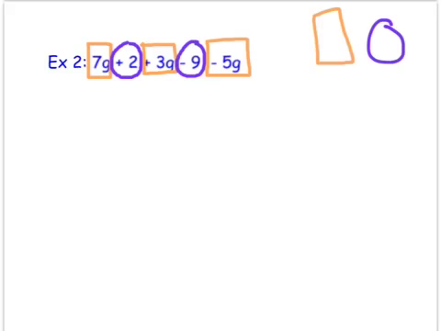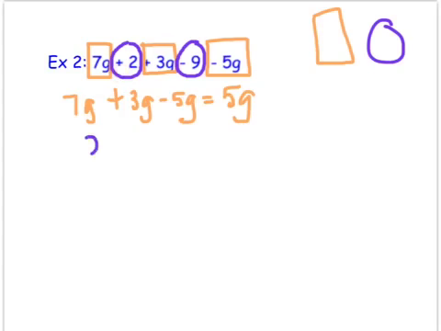So what I'm going to do now is look at my orange boxes. 7G plus 3G, because that's that plus sign. So that would be 7 plus 3, which gives me 10, minus 5. So I've got 7G plus 3G minus 5G. Well, that ended up with 5G.